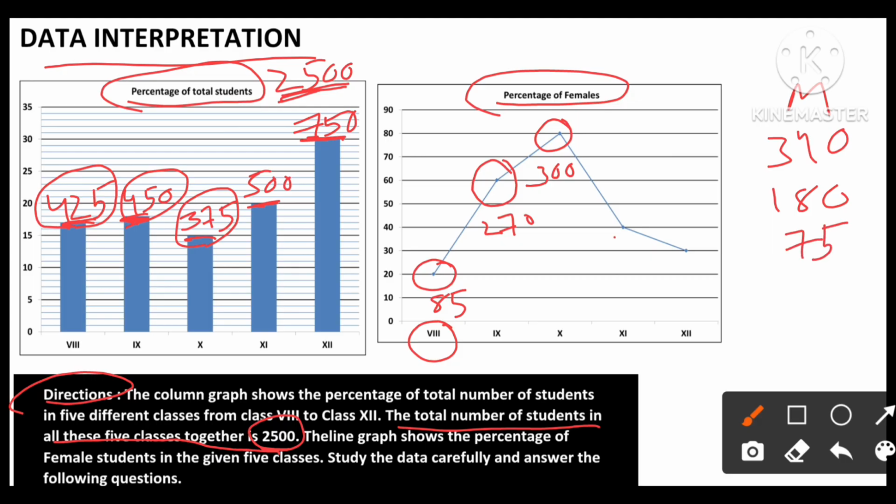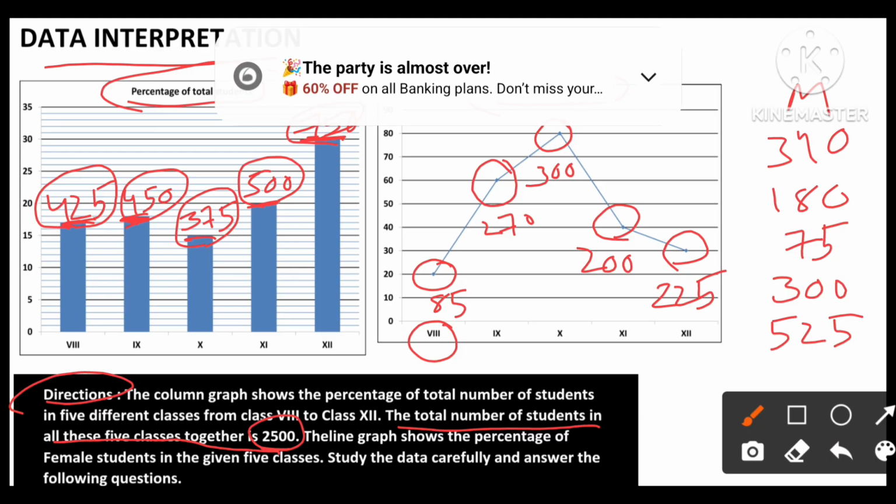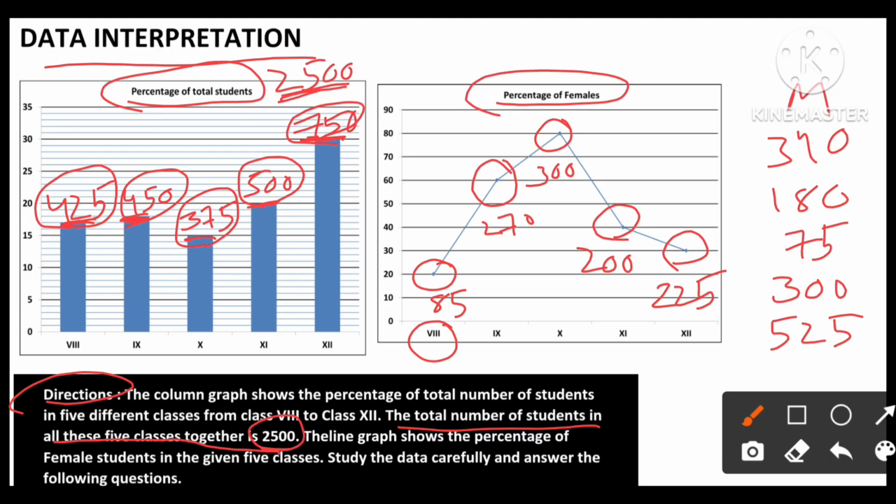Next one. Here we have 40% of 500, which will be 200. If it is 200, then here the males are 300. Next one. We need to find 30% of 750, which will be 225. So if it is 225, then number of males we have is 525. So this is the data we have interpreted from this data interpretation.